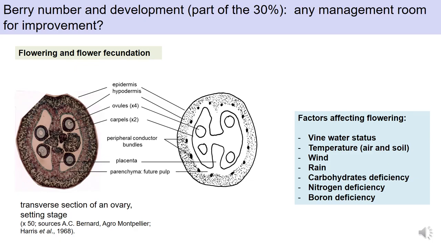So again, factors affecting flowering and fecundation are water, temperature, wind, rain, carbohydrates, obviously, and some micronutrients like boron are important for this period for the fecundation of the ovules for many reasons that I don't have time to develop currently.